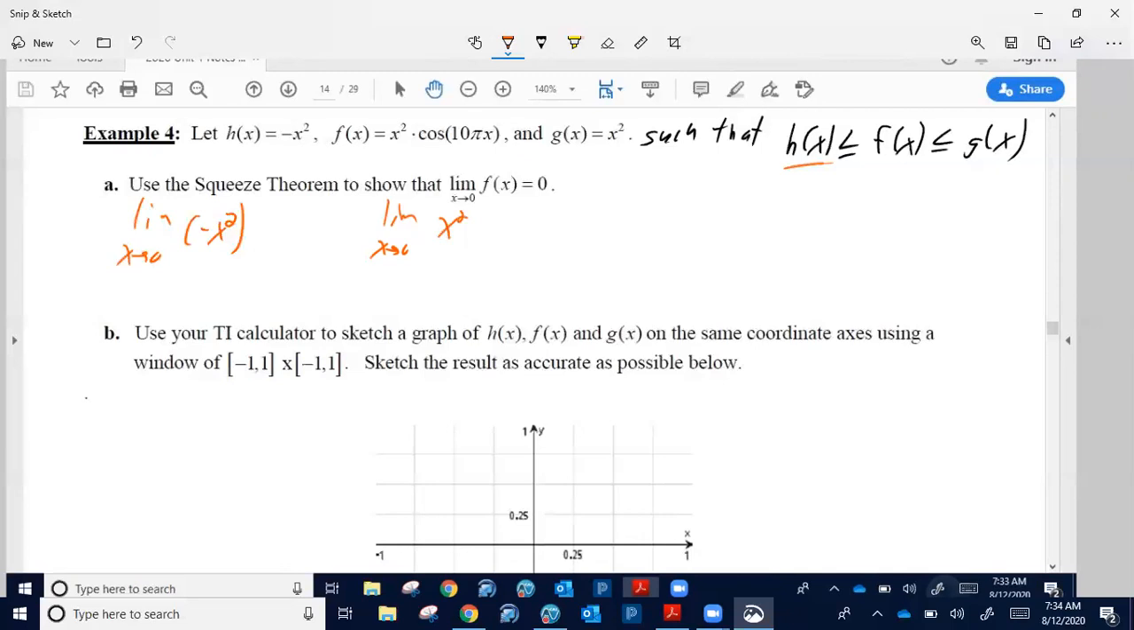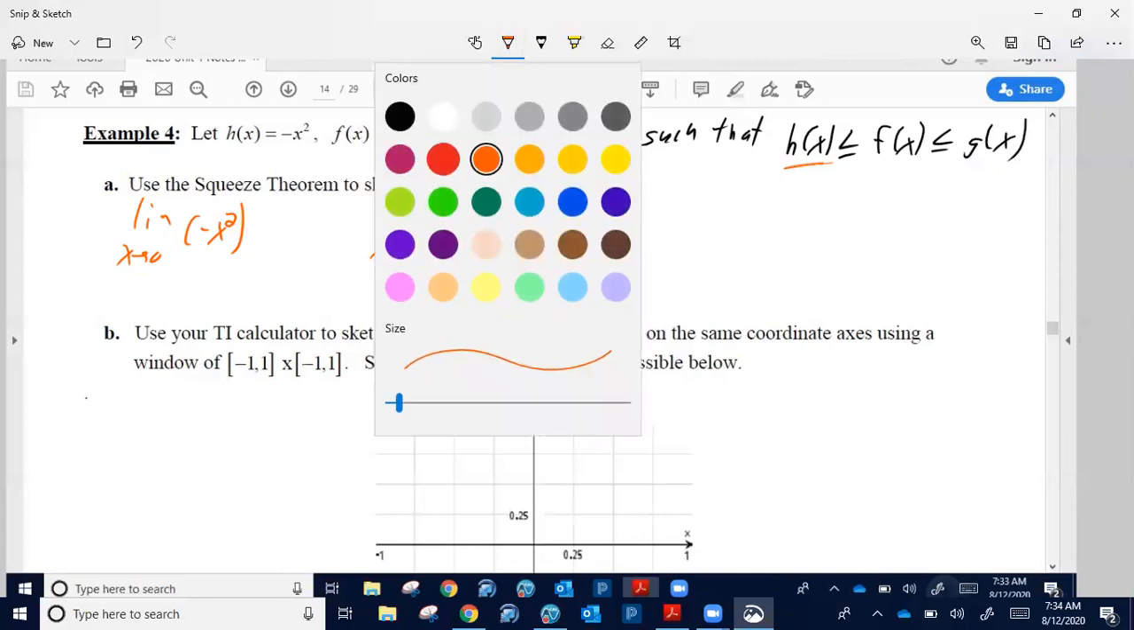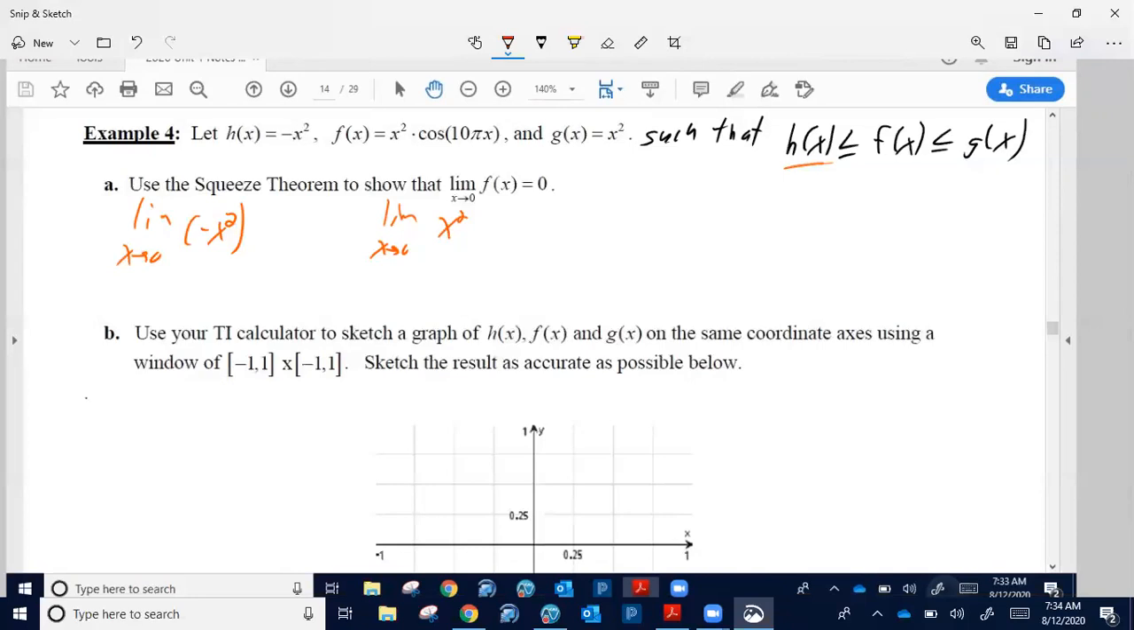So for each of these, as I work these out, the limit as x approaches 0 of negative x squared, if I plug 0 into that, is going to give us 0. And if I plug 0 into positive x squared, I'm going to have 0. So therefore, by squeeze theorem, the limit as x approaches 0 of f of x equals 0.